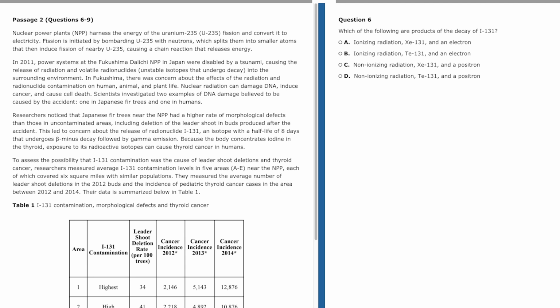And this is where you can kind of pause and just be glad that you don't need to know about botany for the MCAT. So what they're talking about here, you're probably not going to have any questions about.